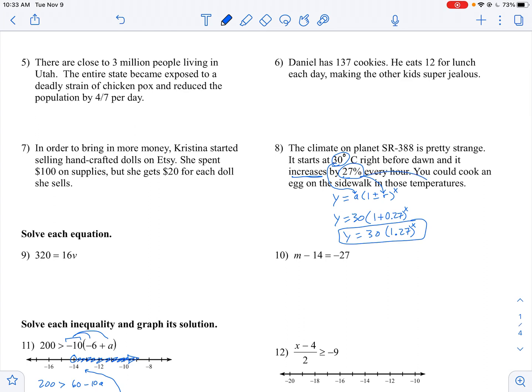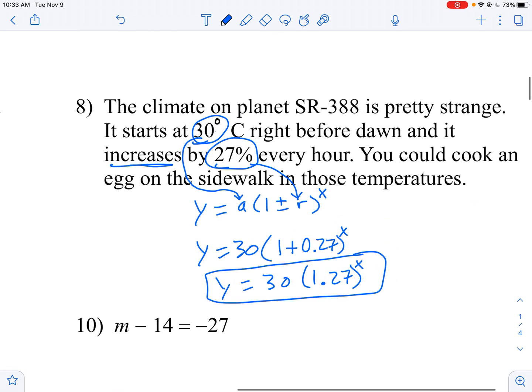8 is an example of percent change, exponential, so it was increasing by 27%. So I put my numbers in my formula here. Remember, 27% needs to convert to a decimal, and so you just divide by 100. 27 divided by 100 is 0.27. So that's how I knew what to put in there.